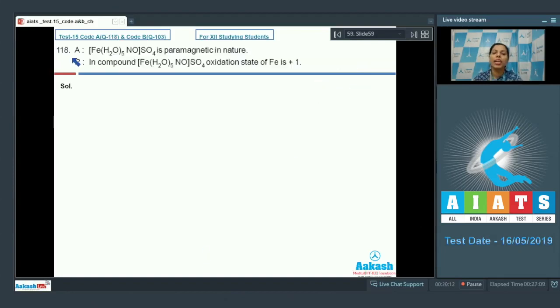After that, question number 118. Assertion: the complex we have is paramagnetic in nature. Paramagnetic nature is due to the presence of unpaired electron. It means we need to check the electronic configuration of the central metal ion present here. But before that, we need to check its oxidation number also. And the reason is given: in compound, oxidation state of iron is +1. Let's first check the oxidation state.